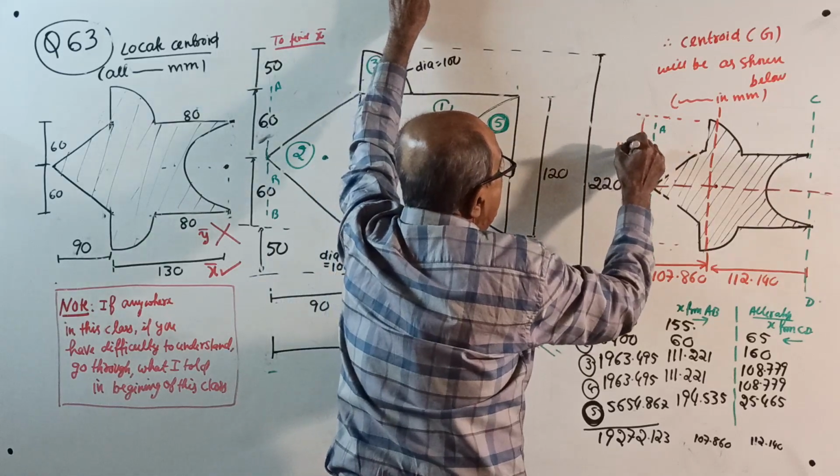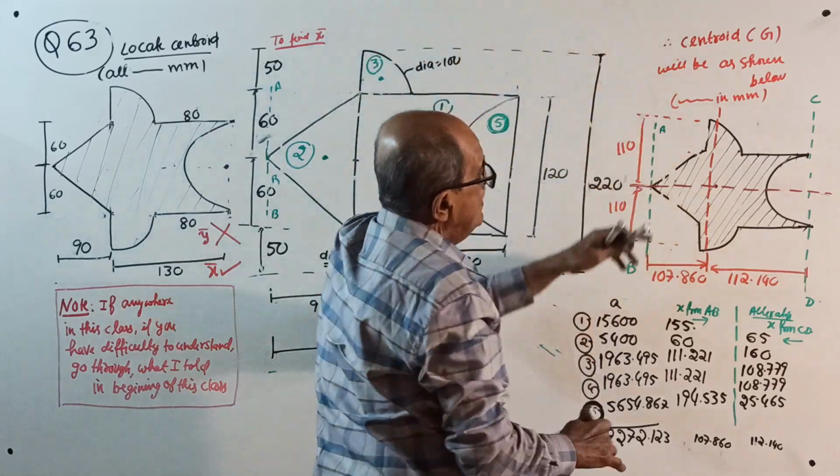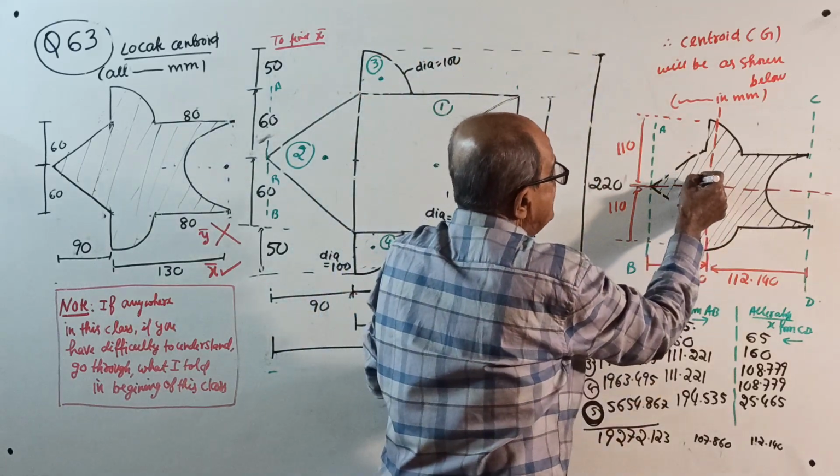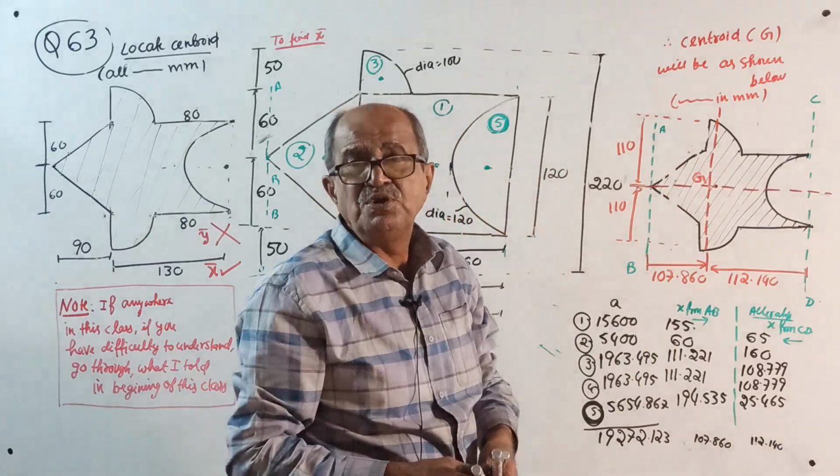So 110 and 110 on this side. This is the centroid for the given sketch. Only X bar is required. Complete the question.